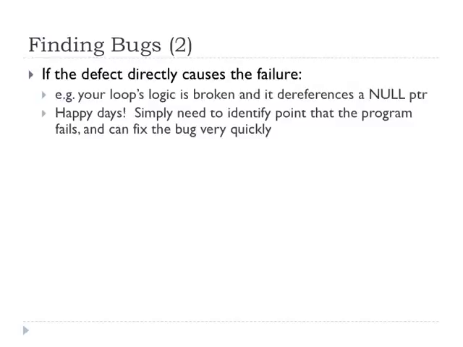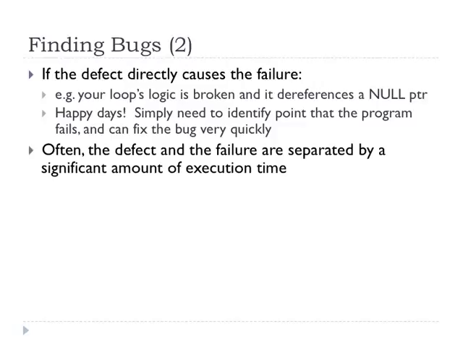Okay, so sometimes you have a situation where the defect causes it right away. That's awesome, right? You try to dereference a null pointer or something like that, and your program crashes. Then it's usually really easy to figure out how to fix that kind of bug because the defect and the manifestation are right next to each other. Okay, but usually that's not the case.